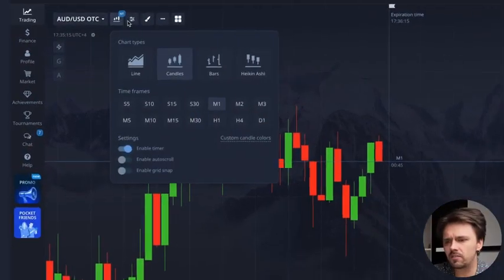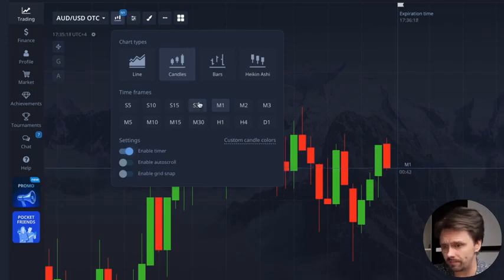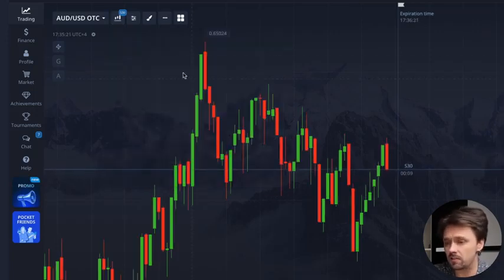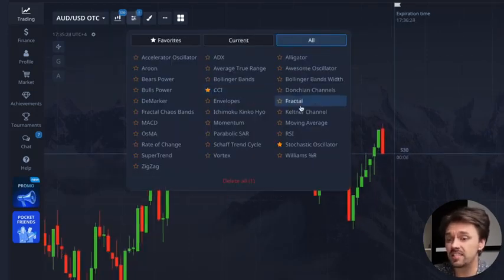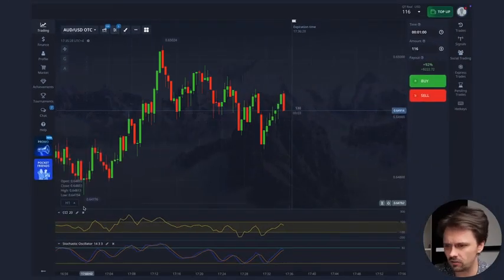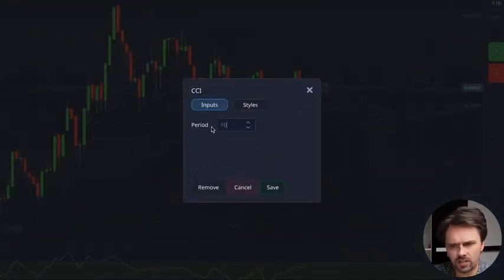So to set up, I'll start the platform for comfortable chart reading. I set the chart type to candlestick, time frame 30 seconds. The strategy is based on the CCI and stochastic indicators. Now I will add the CCI settings. It shows how much the price deviates from its average. I set the period to 10. This is a fast CCI. It reacts quickly and shows early momentum changes.